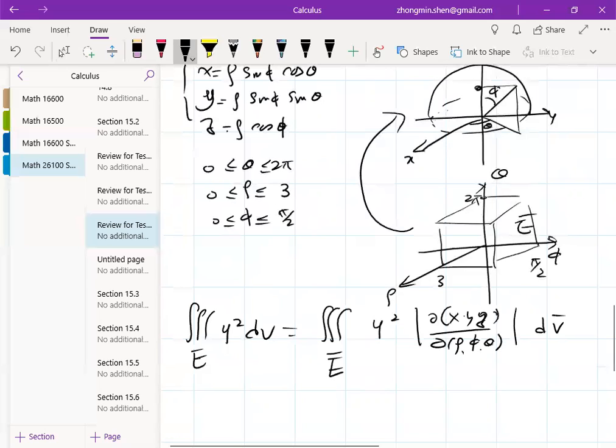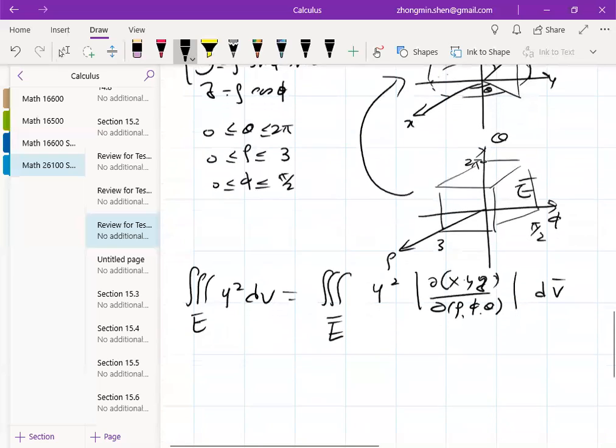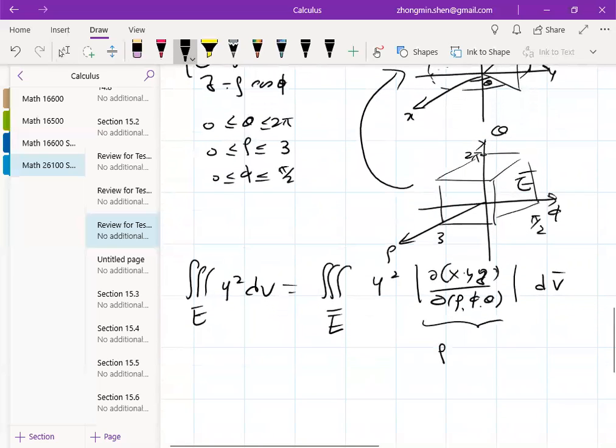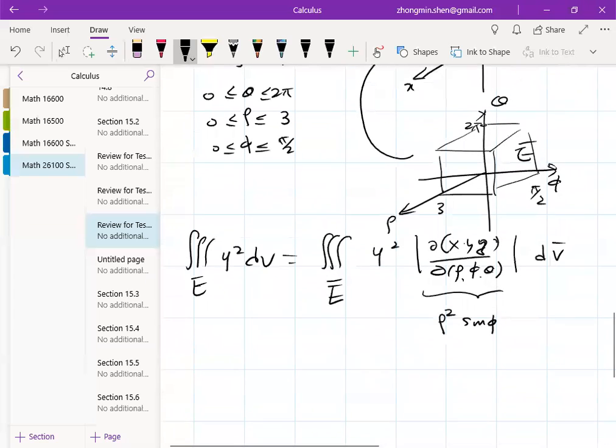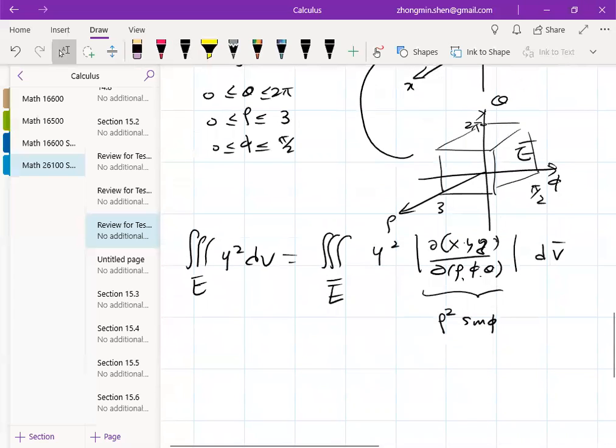So all the formulas are similar. If you have 3 variables, you can have a 3-variable Jacobian. But this one, they already did the calculation: it is rho squared sine phi. So you don't need to waste time doing that. In the book, it's already shown.